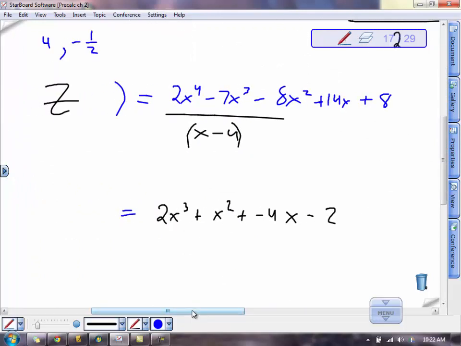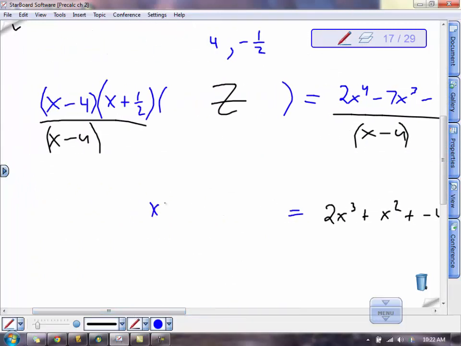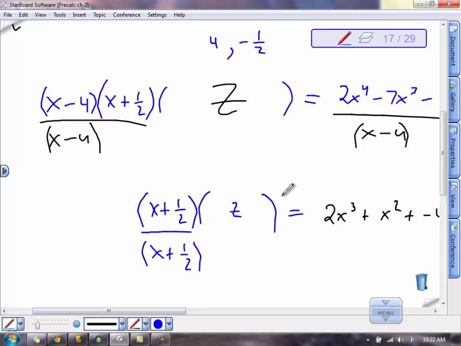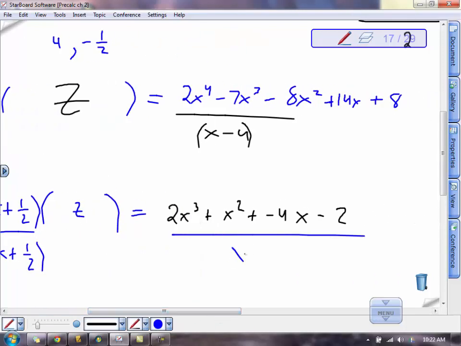But I know it still equals the x plus 1/2 factor times the z, right? So now I'm going to divide both sides by x plus 1/2. And you don't have to write all this out, by the way. I'm just doing it to show you. In the future, if you get good at it, then you'll just understand what you need to do with the factors. Okay?